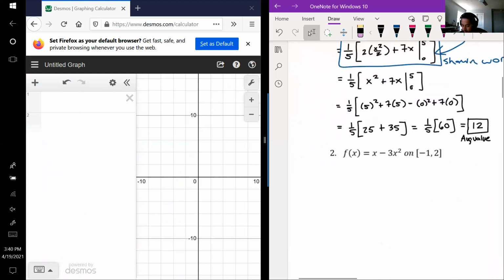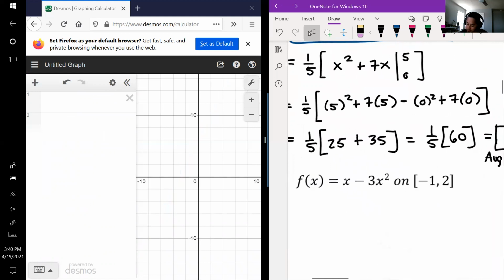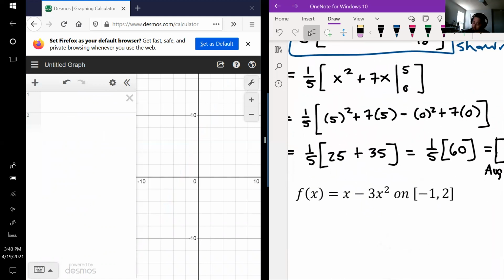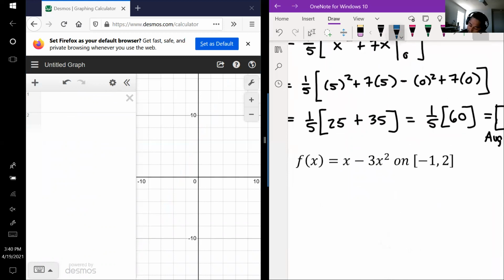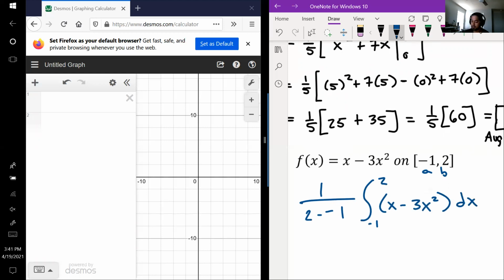2. f of x equals x minus 3x squared on the interval -1 to 2. So our setup, here is a, there's b. So you'll have 1 over 2 minus a, which is -1. So 1 over 2 minus -1 times the integral from -1 to 2 of x minus 3x squared dx.